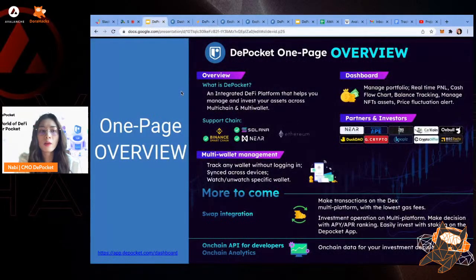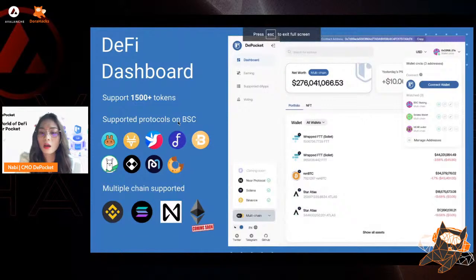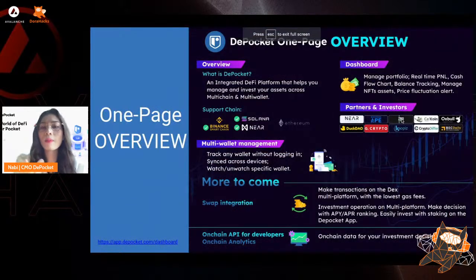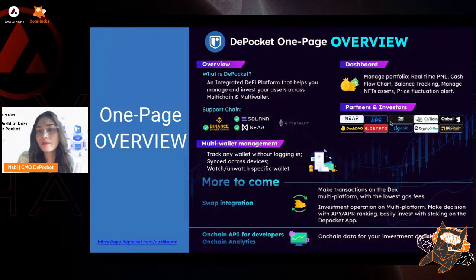And going back to the one-page overview, our partners and investors are Near Protocol, Blockchain App, YesBS Capital, Catcoin, Upbones, DuckDAO, C Crypto, Cowpiece, Crypto Dive, BSC Daily, and also Ref Finance, AutoFarm, My DeFi Pet.